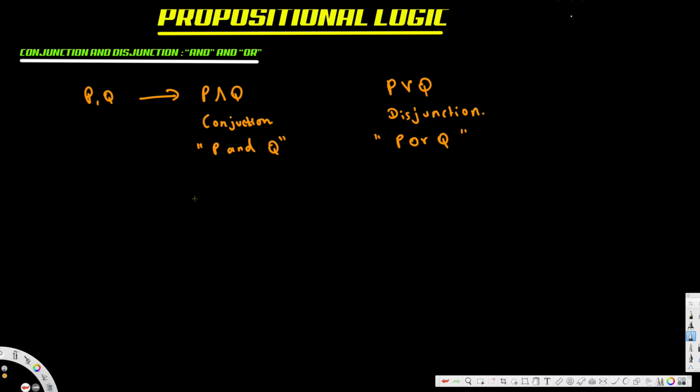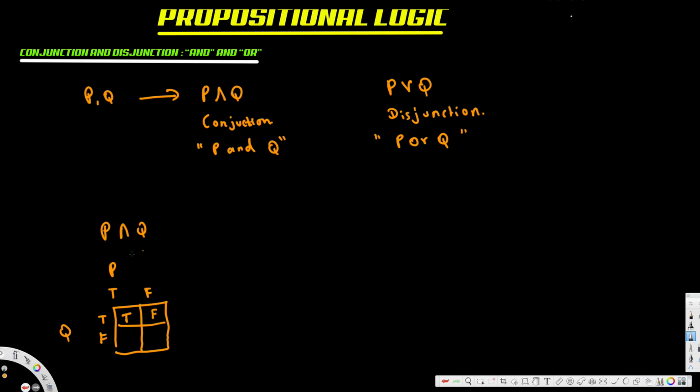Now let's look at the truth table for this one. Truth table for p and q. Let's create the possibilities: p is true or false, and q has two possibilities: true, false. Now in this table, in order for p and q to be true, both of them have to be true, otherwise it's going to be false. If one of them is false, it's going to be false.